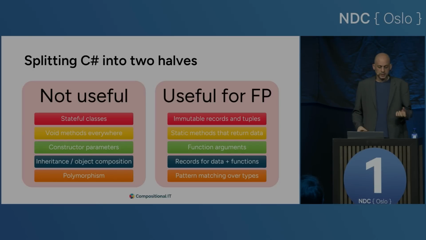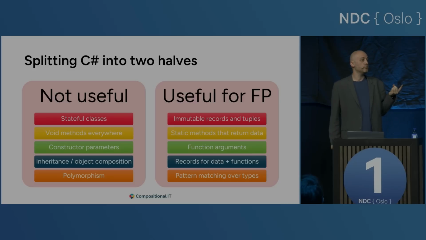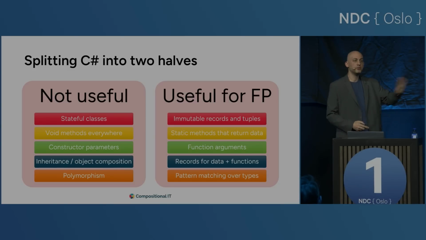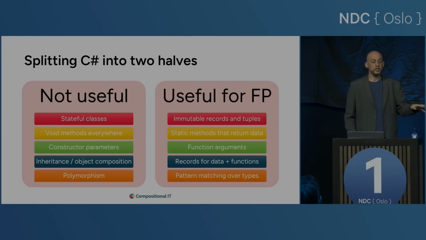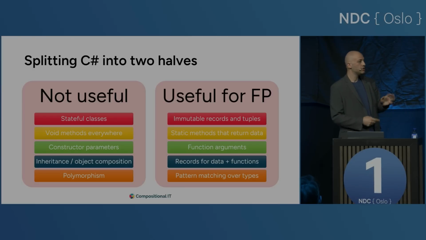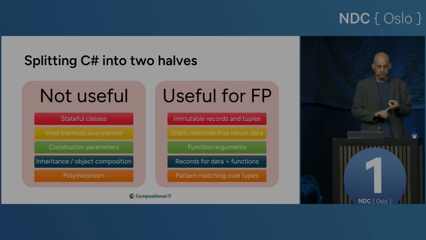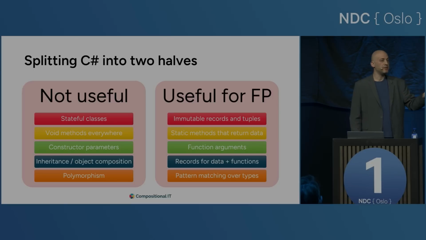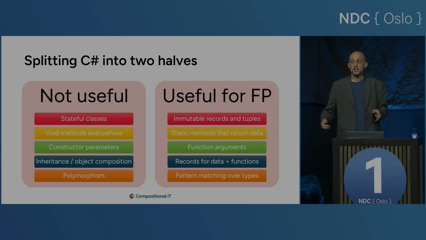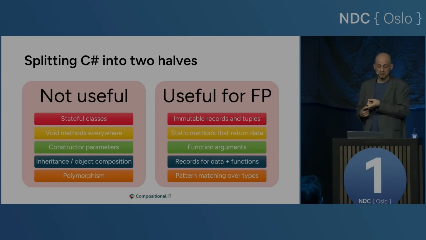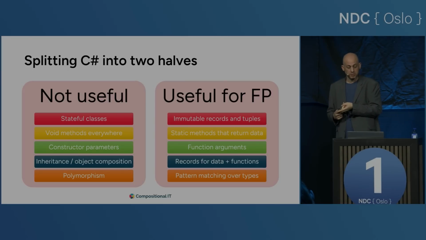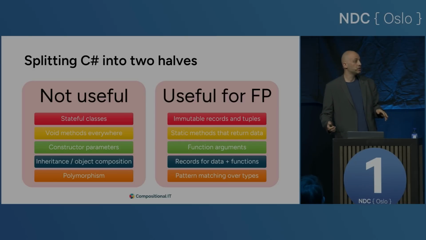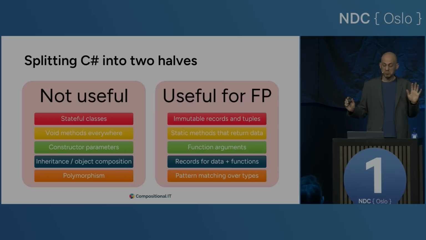Which really looks like this. You can't use instance classes anymore. You basically never use them. Void methods, not allowed, so you must always return something. Constructor parameters, out. Inheritance, out. Polymorphism, definitely out. So instead of that, you've got records for data, static methods for functions, function arguments, and pattern matching. That's basically how you would work together.